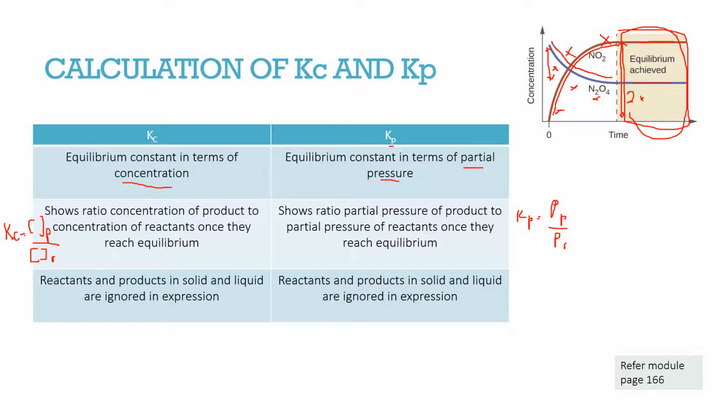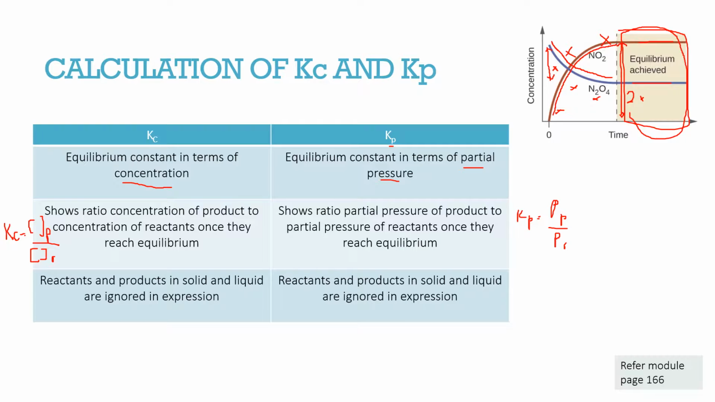Sebab tu, bila awak write down the equation, the balance equation, okay, first memang kena balance lah the equation. And next, kena tuliskan the phase. Kalau awak tak tulis the phase, awak tak tahu yang mana satu yang akan included dalam KC and KP punya equation. Okay.